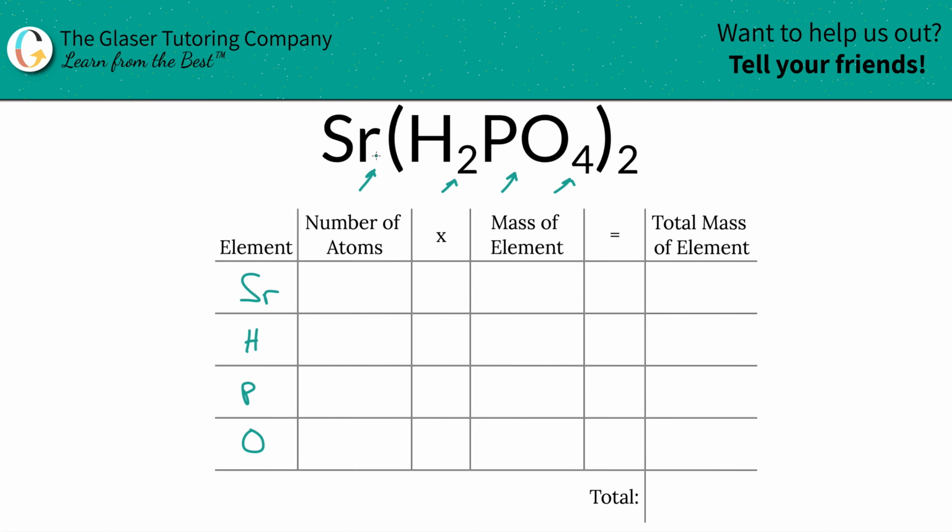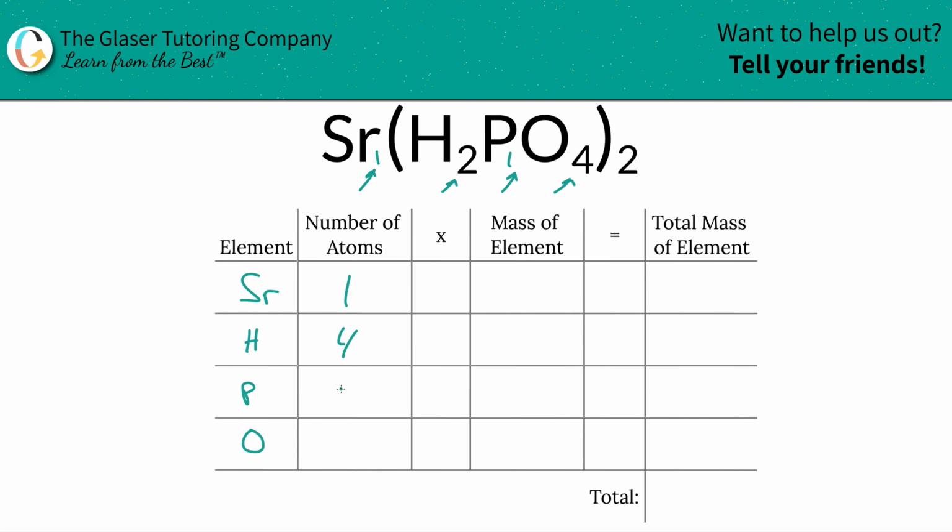If you don't see a subscript there at the bottom, just put in a 1. So for strontium, there's only one strontium, so we're going to write 1. For hydrogen, there's 2 hydrogens. However, hydrogen is part of that polyatomic anion dihydrogen phosphate, and you have 2 of those anions. So therefore, you would have 4 hydrogens in total. In other words, take the inner subscript and multiply it by that outer subscript.